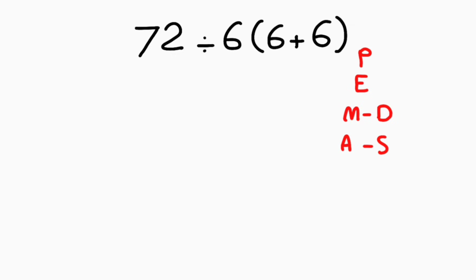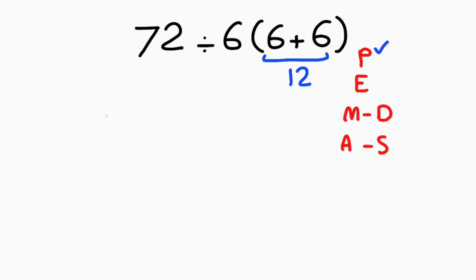Now, according to PEMDAS, in the first step, we have one parenthesis that we have to solve first, not this multiplication and this division. If we do this division and this multiplication first, it is wrong. So we have to start with these parentheses. 6 plus 6 gives us 12.